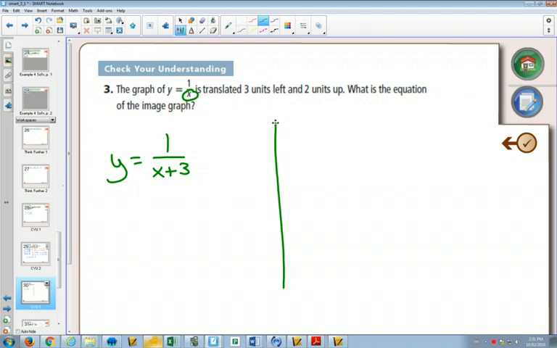Then, in order to translate it 2 units up, that's outside of my function. That's going to happen right there. So we can go to the answer for this one right away.